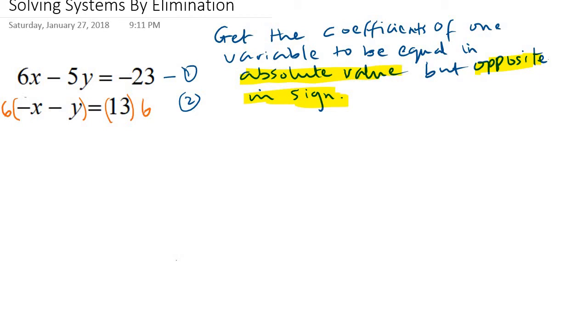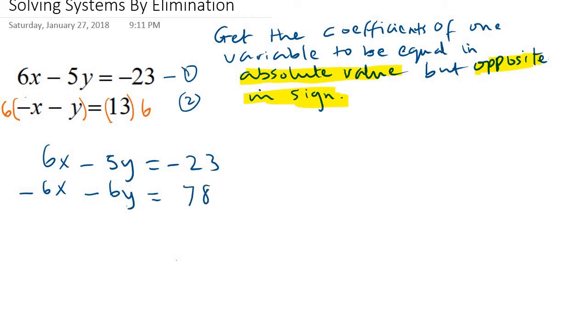I'm going to keep the first equation like that: 6x minus 5y equals negative 23. But I'm going to multiply every term of the second equation by 6. So it will be negative 6x minus 6y equals 13 times 6. Let me use my calculator. 13 times 6 is 78. So that will give me 78 over here.